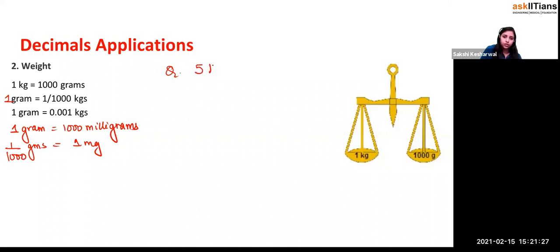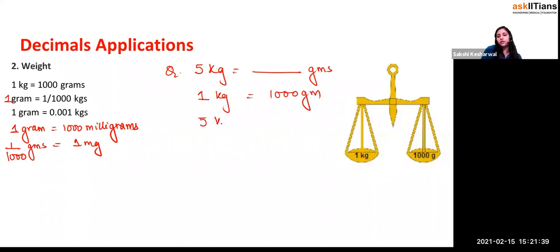If I give you a simple question like 5 kg into how many grams, you will do it like this: 1 kg is equal to how many grams? 1000 grams. So 5 kg is equal to 5 into 1000, which is equal to 5000 grams, right?